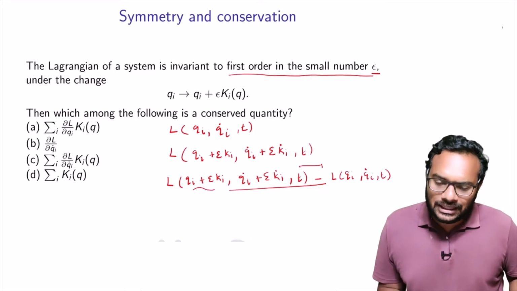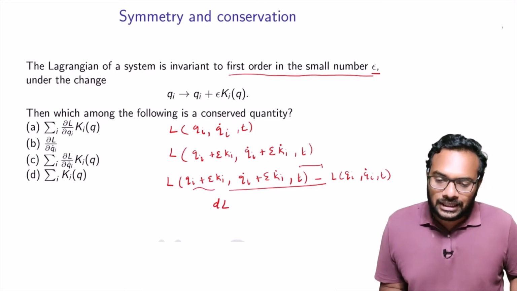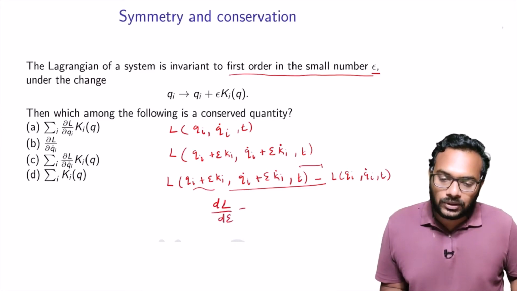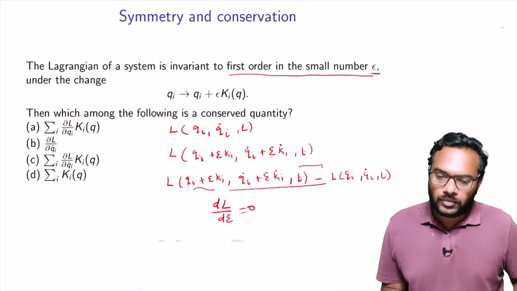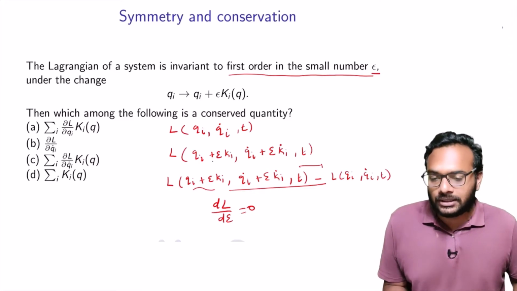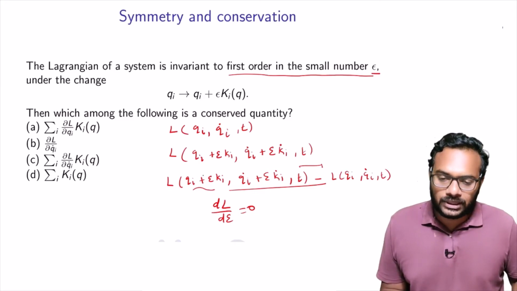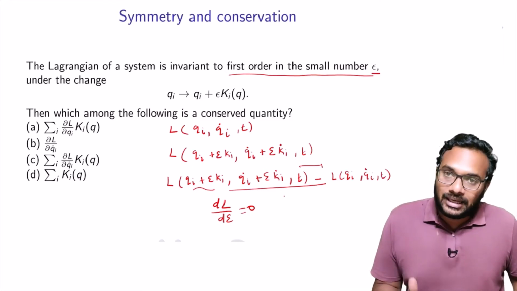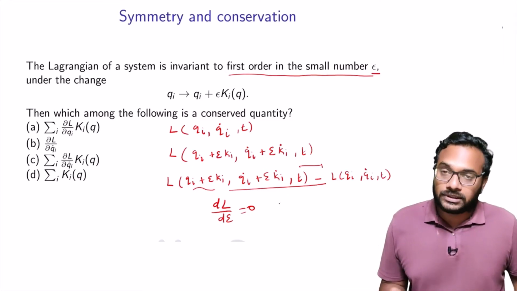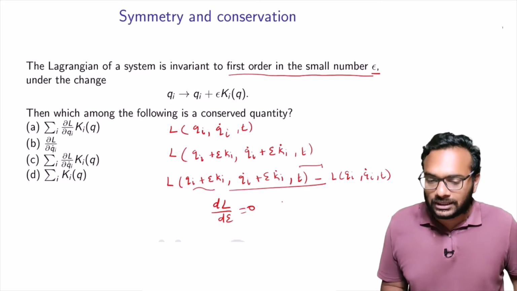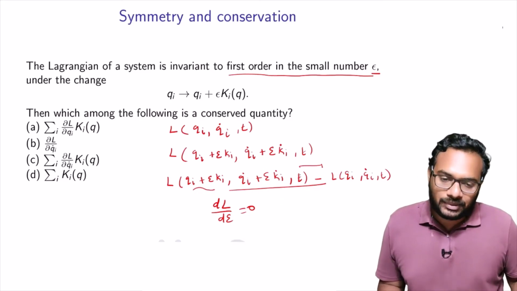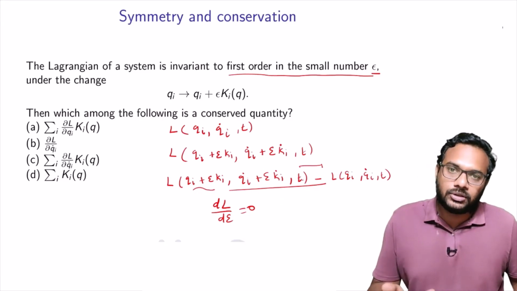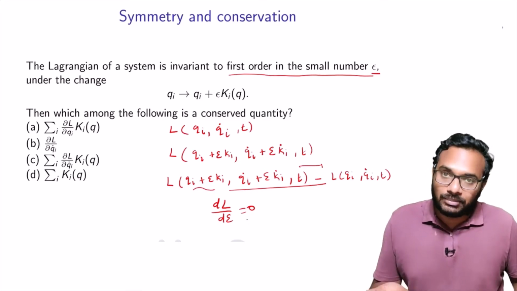Now there's an easier way to do this. We could simply take dL by d epsilon equal to 0. It's equivalent. So you can either Taylor expand this and find the difference, and demand that the first order terms in epsilon are 0, which means in this expansion we don't include the terms proportional to epsilon, or we demand that dL by d epsilon is equal to 0.